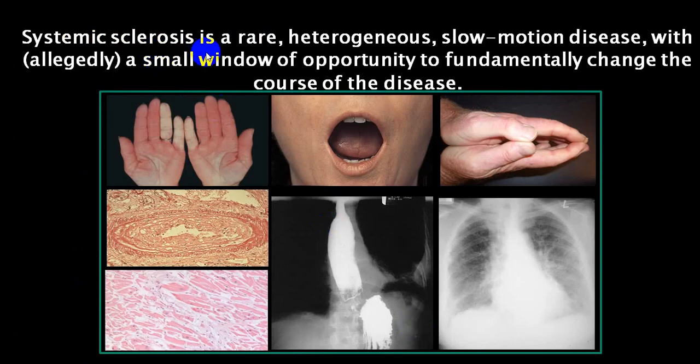Systemic sclerosis is a rare, heterogeneous, slow motion disease with a small window of opportunity to fundamentally change the course of the disease. It is absolutely difficult. You get even the prayer sign. This is the prayer sign. This is Raynaud's phenomenon. This is skin thickening. This is esophageal involvement. This is pulmonary fibrosis.